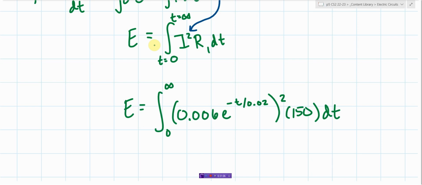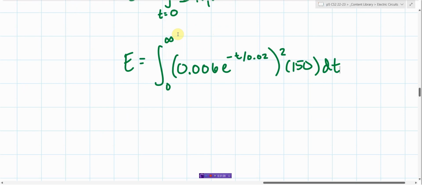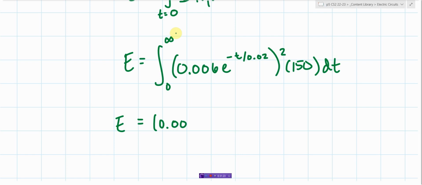I've got some nice constants that I can pull out to the front. I've got a 0.006 squared that I can pull out. Is that right? You do 36 and then you add the zeros. Yeah, that is right. Sorry, it's 0.000036. There we go. So that, and then I've got the 150.